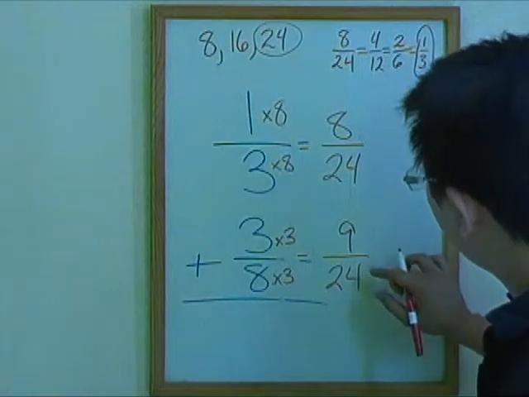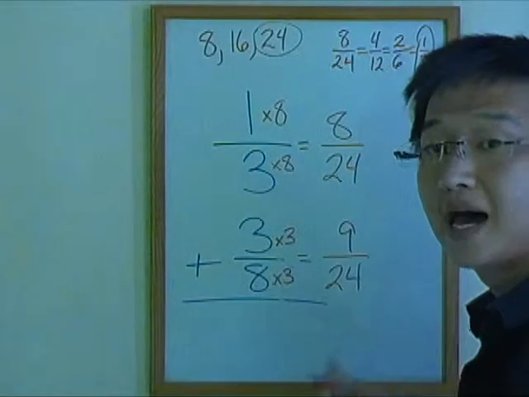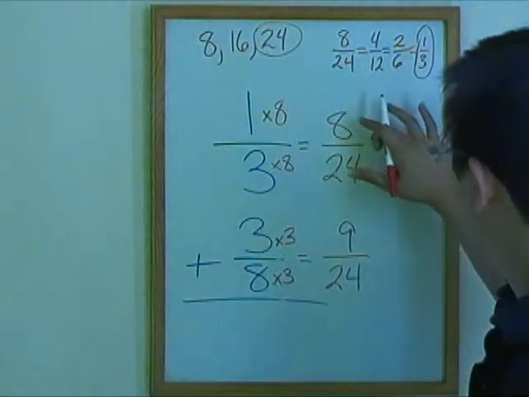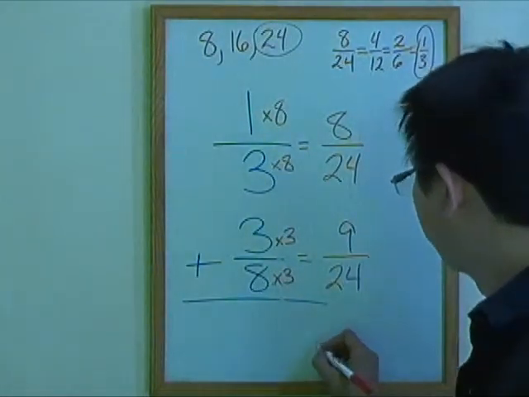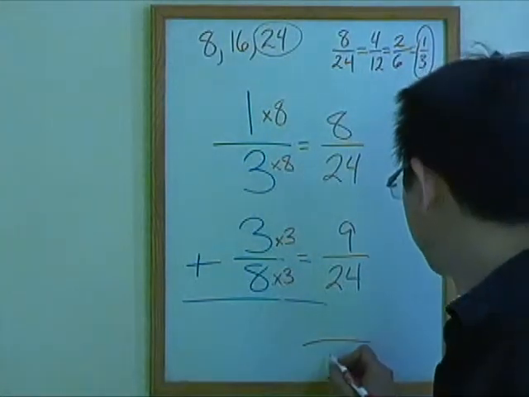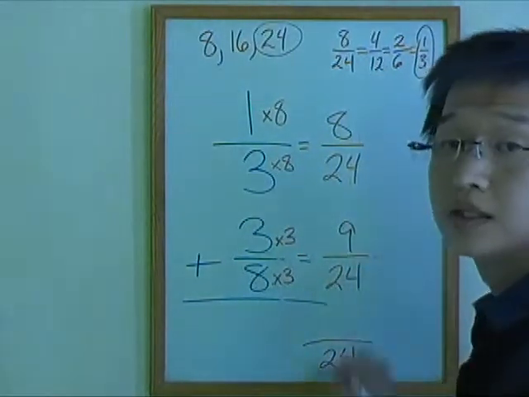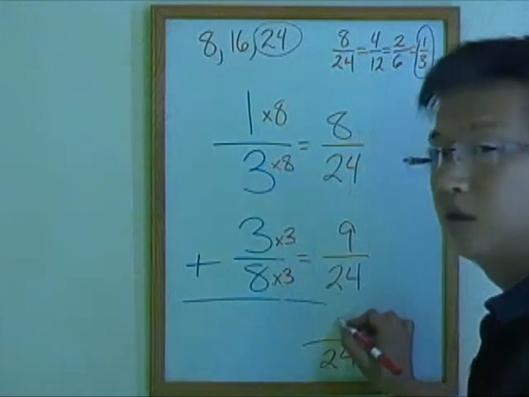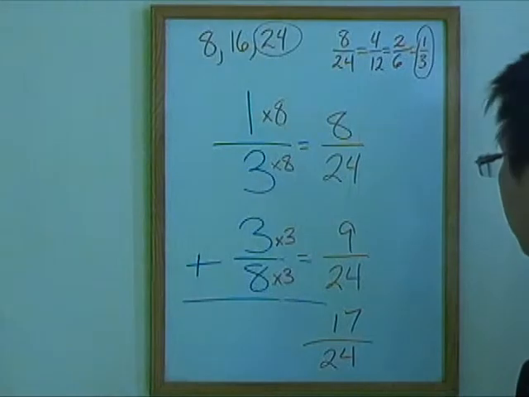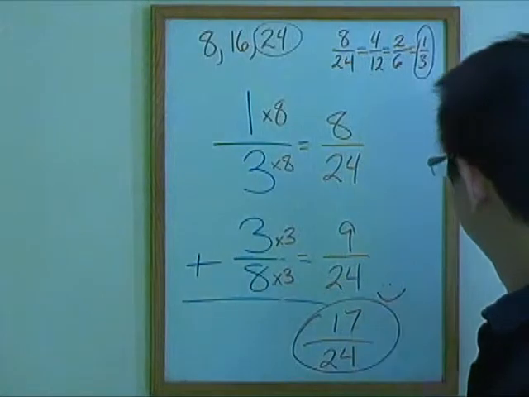Right? Now that our fractions have the same denominator, all I have to do is add up the numerators. 8 plus 9. So if I add up the numerator, 8 plus 9, I know that, again, my common denominator, even my answer, is going to have the same denominator. All I have to do is add up the numerators. 8 plus 9 is 17. So my answer is 17 over 24. Whee! Let's put a little smiley face, because we're done.